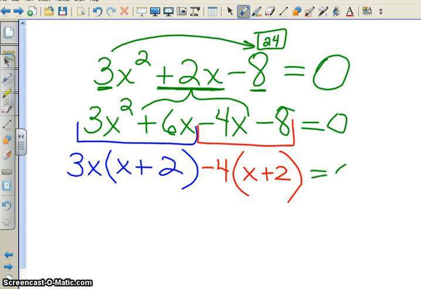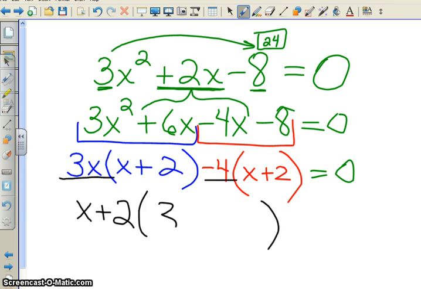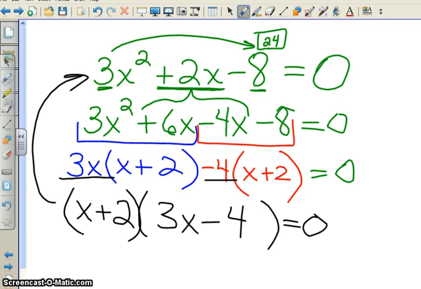And notice that in my parentheses, I have the same factor there of x plus 2. So when I pull that x plus 2 out as my common factor for both halves, that's going to leave me with 3x and a minus 4 as my other factor. And notice here, if we were to FOIL out x plus 2 times 3x minus 4, that would take us back to 3x squared plus 2x minus 8.